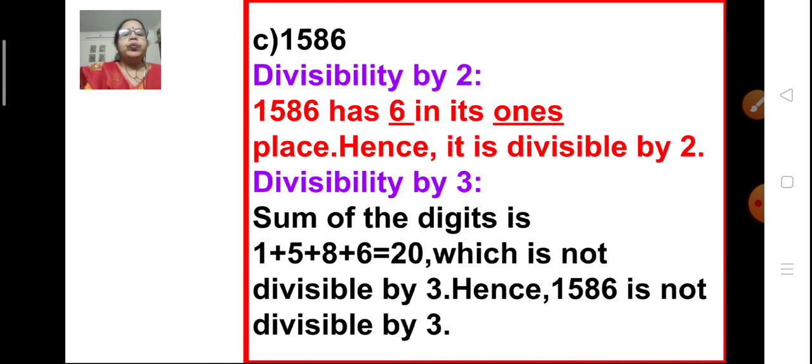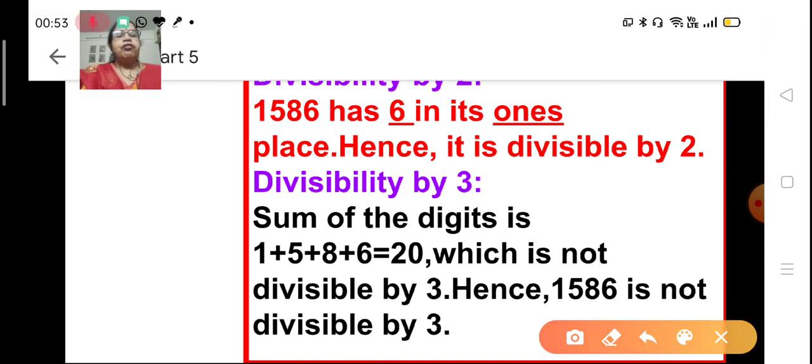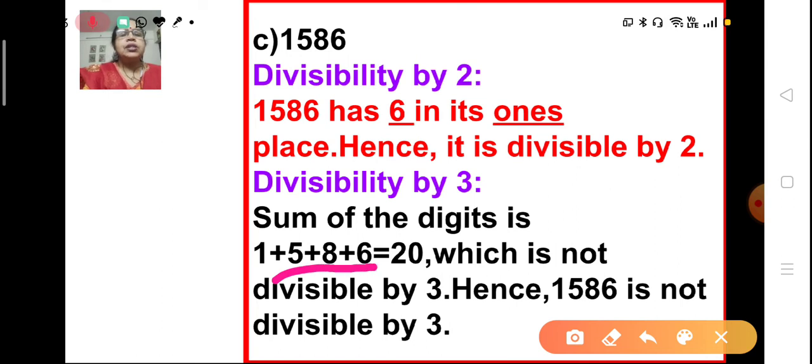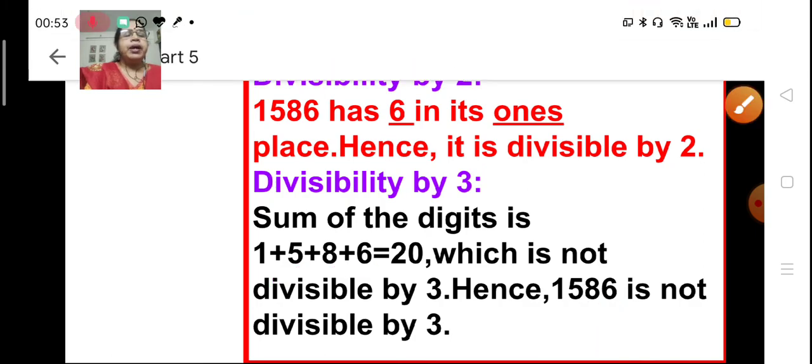Divisibility by 2. 1586 has 6 in ones place, isn't it? And 6 is divisible by 2. It is a multiple of 2. So, the number is an even number 1586 and it is divisible by 2. Now, divisibility by 3. Let us find the sum of the digits, that is 1 plus 5 plus 8 plus 6, which is 20. The sum is 20 and it is not divisible by 3. So, this number 1586 is not divisible by 3.